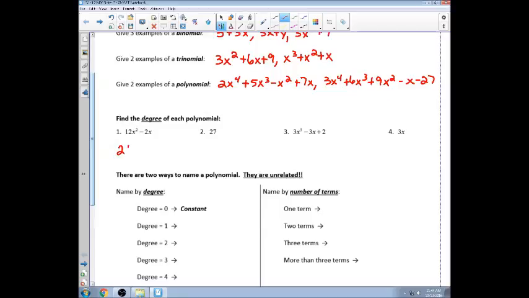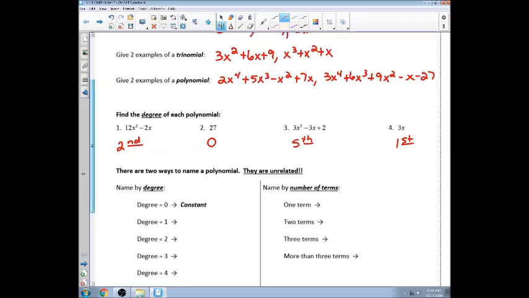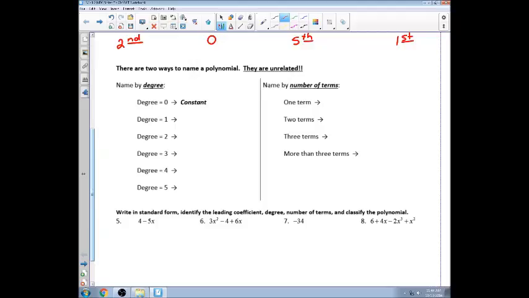So this would be the second degree. This would be a 0 degree. This would be a 5th degree, and this would be a 1st degree. It's the largest exponent that I have in the problem. All right. On to naming polynomials.